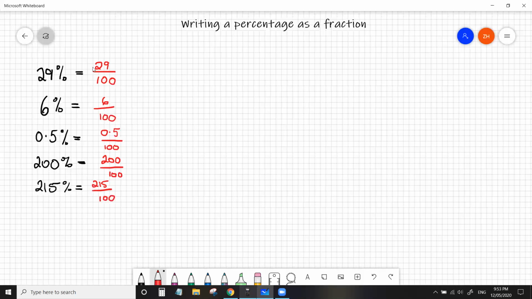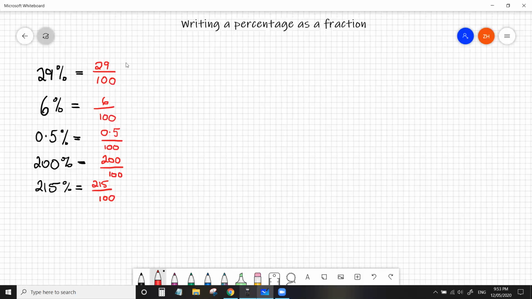Now, if you can't remember that, there's a nice clue in the percentage symbol, because if you look at the percent sign, the line through the middle with the two little circles actually kind of just looks like a 100 rearranged. So that's a clue to remind you that a percentage is a fraction out of 100.